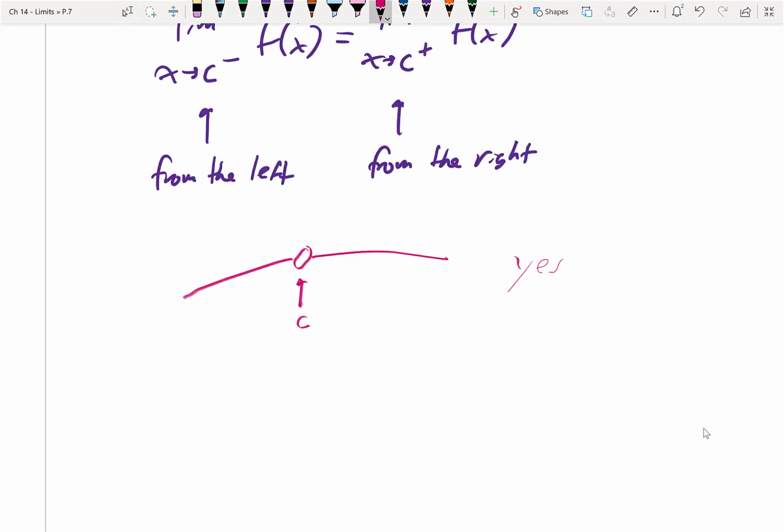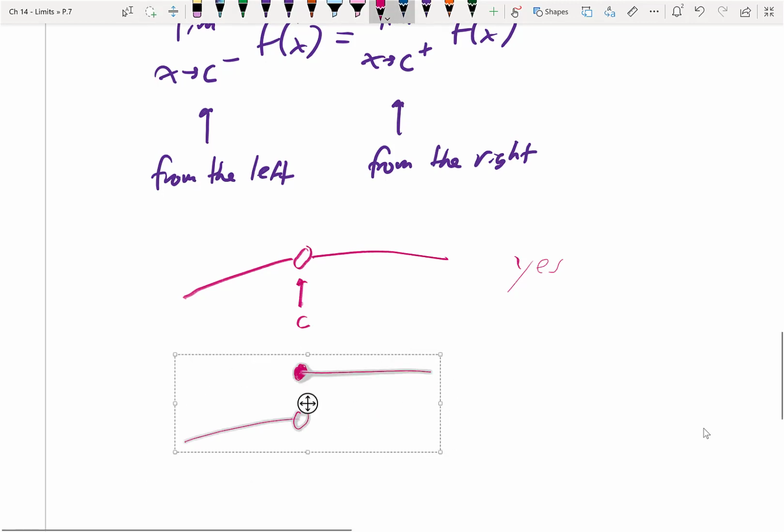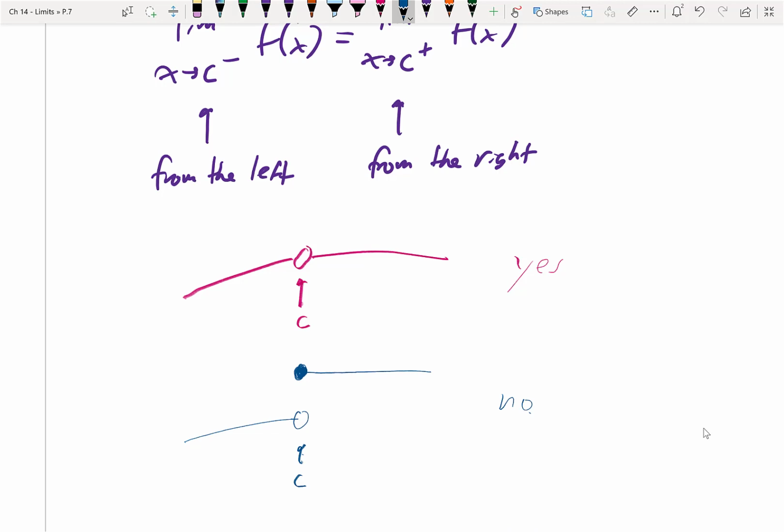Okay. Let's say that I have this, and that's my graph, and I'll change this to a different color so we can see that that's a different graph. Does the limit exist here, if that's location c? Is the limit as you approach from the left the same as the limit as you approach from the right? That is a negatory. No.